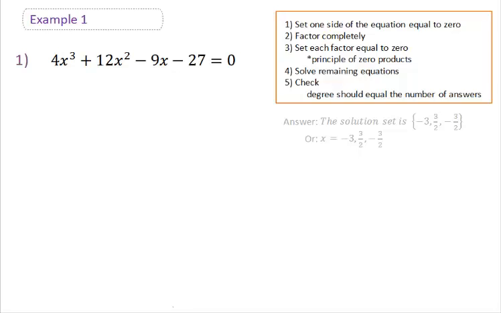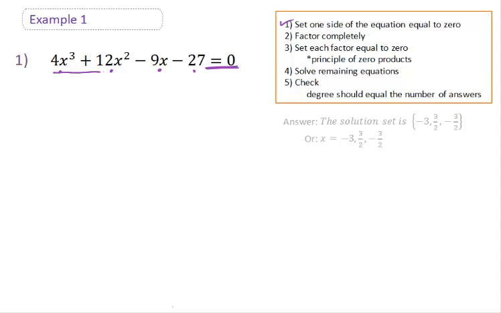Okay, step number 1 is set one side of the equation equal to 0, and in our problem, that is already done for us. Step number 2 is we need to factor completely. If we follow our factoring checklist, the first thing that we look for is any common factors throughout, and we do not have any. The next thing that we look for is the number of terms or pieces that we have. In this equation, we have 1, 2, 3, 4 terms. And the only way we know how to factor a 4-termed polynomial is to factor by grouping.